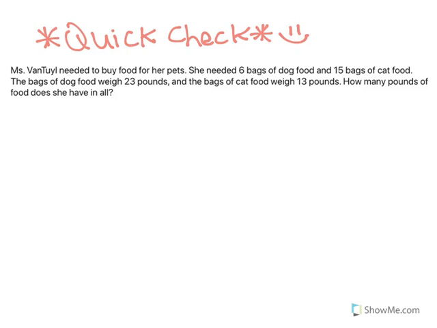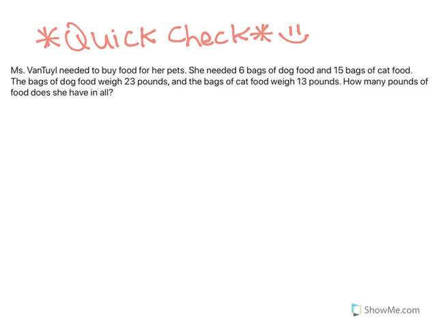She needed 6 bags of dog food and 15 bags of cat food. The bags of dog food weigh 23 pounds and the bags of cat food weigh 13 pounds. So it says, how many pounds of food does she have in all? So let's write our expression.